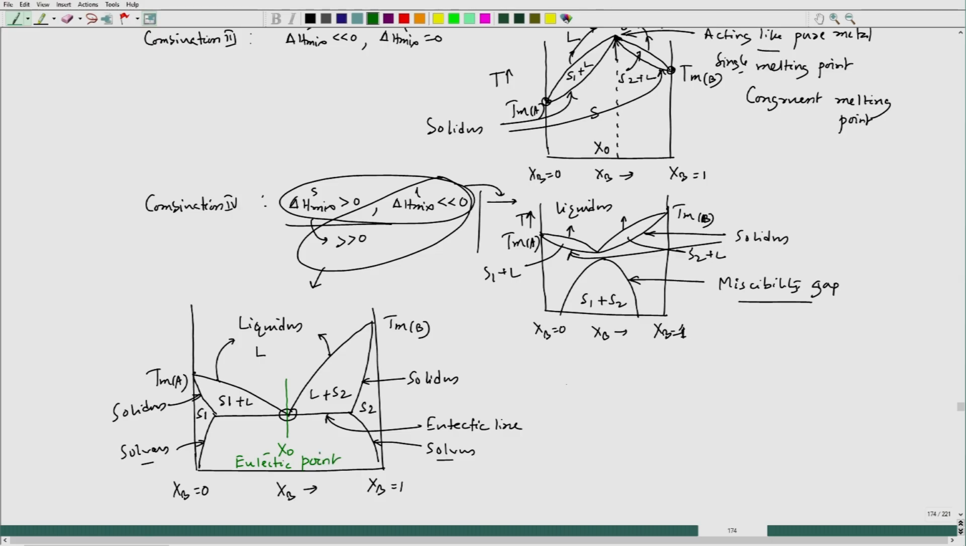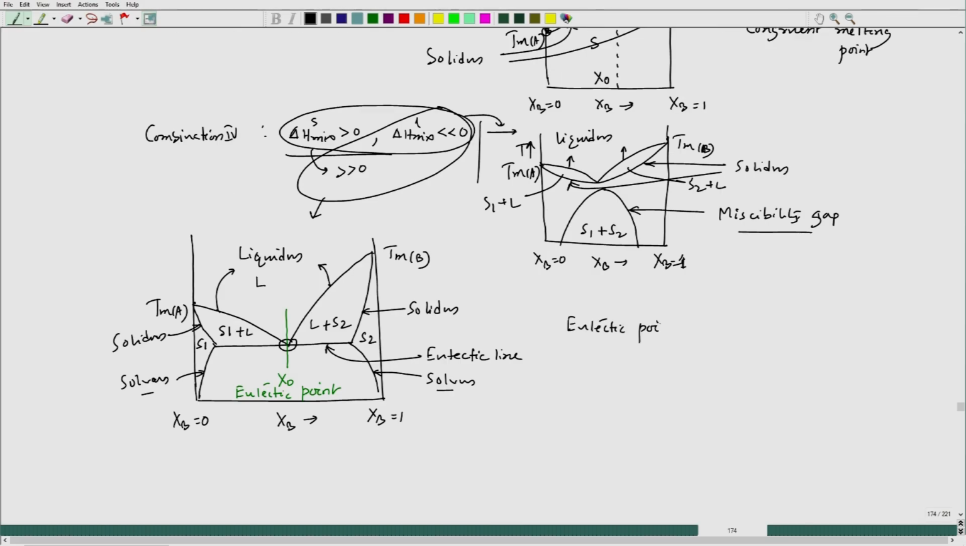In fact, at the eutectic point, we have to consider two things together. One is the eutectic temperature, which is called Te, and the eutectic composition, which you can call Xe. Instead of X naught, I can put Xe, just to indicate eutectic temperature and composition. That is a unique composition. No other point in this entire phase diagram can have a similar situation.